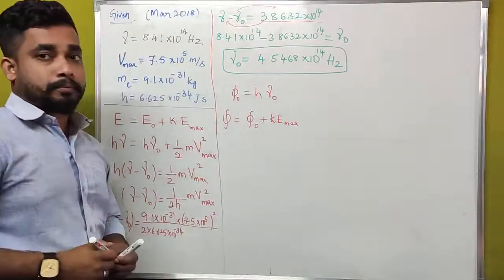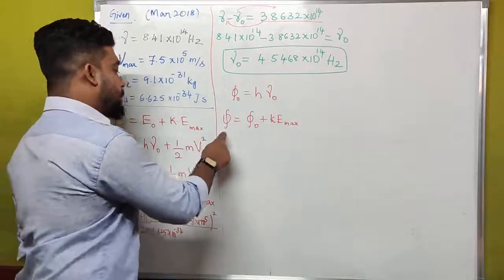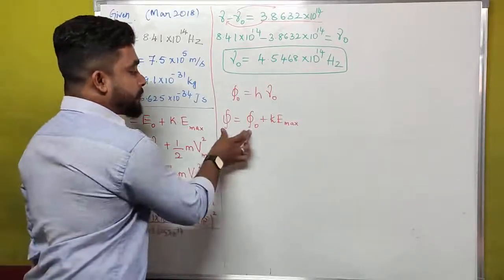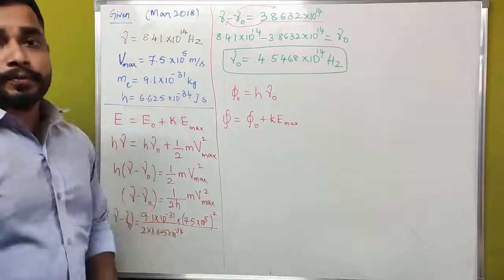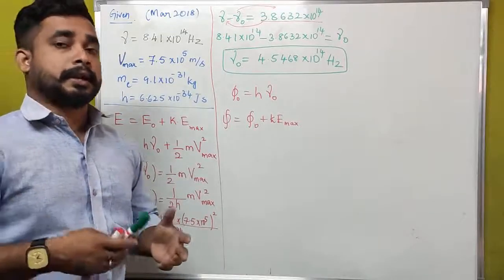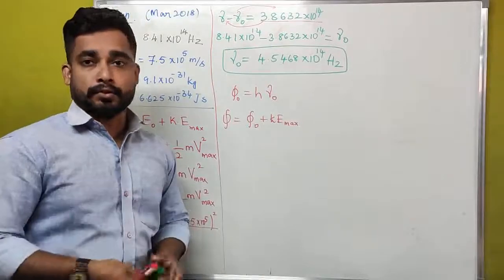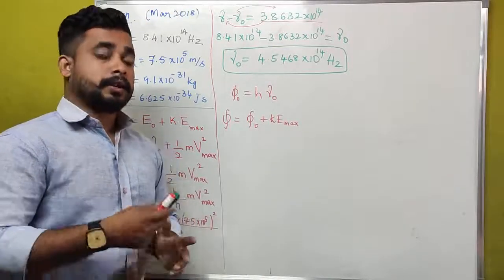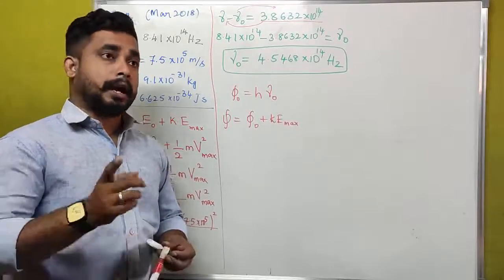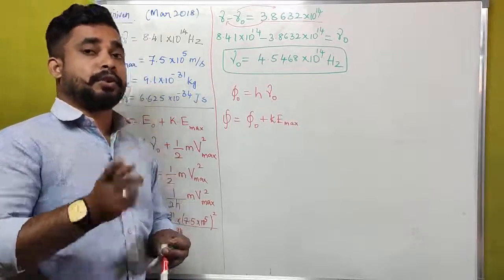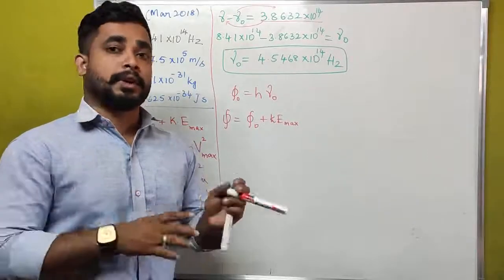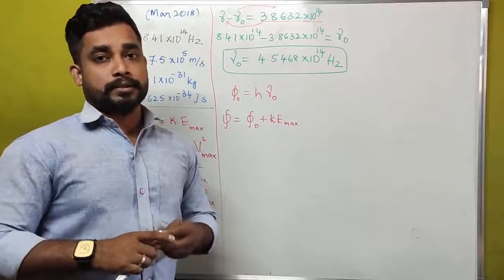Both formulas are the same because this is also in terms of energy, this is also in terms of energy. But this is in terms of work function. What is the work function? The minimum energy required to eject an electron from its metal surface is known as work function. Okay. Threshold frequency means the minimum energy required. And we have another concept, that is threshold wavelength. The threshold wavelength is the maximum wavelength required to eject an electron from its metal surface.